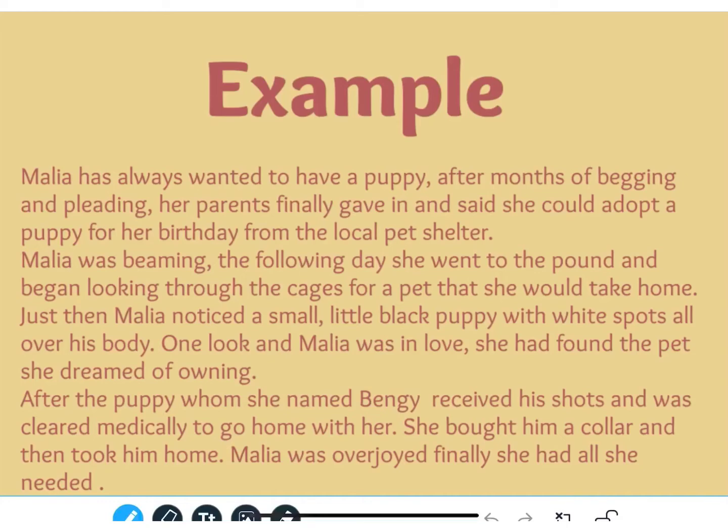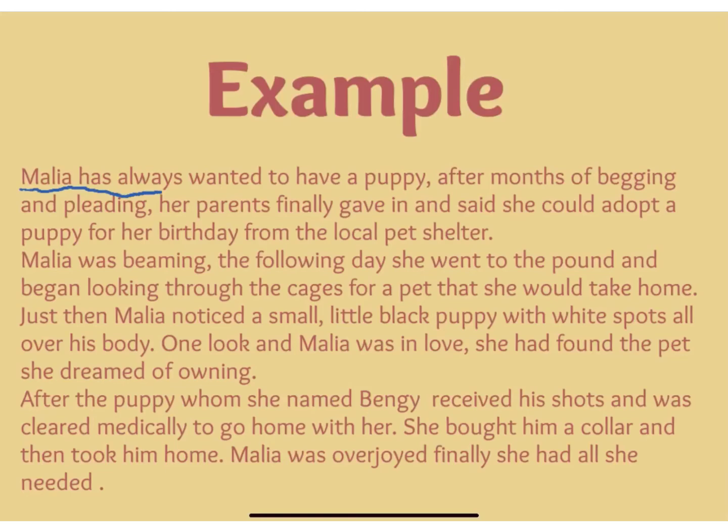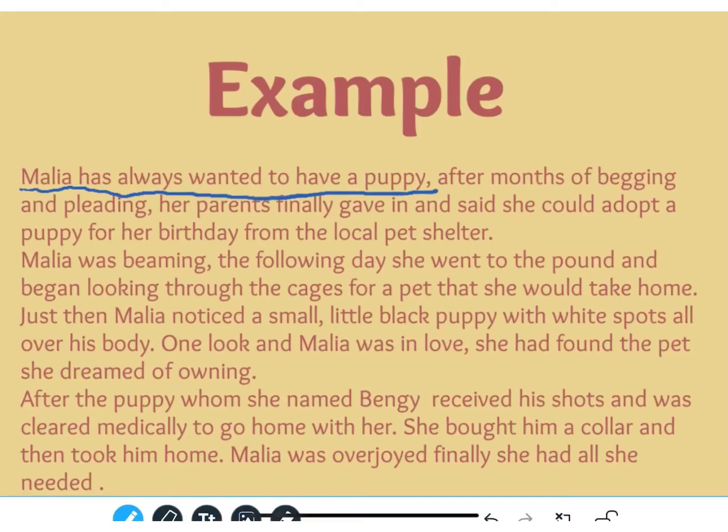After the puppy, whom she named Benji, received his shots and was cleared medically to go home with her, she bought him a collar and then took him home. Malia was overjoyed. Finally, she had all she needed. Now let's go through the story with you. The exposition of the story would be when Malia introduces her conflict, which is wanting a puppy, and she doesn't have one.